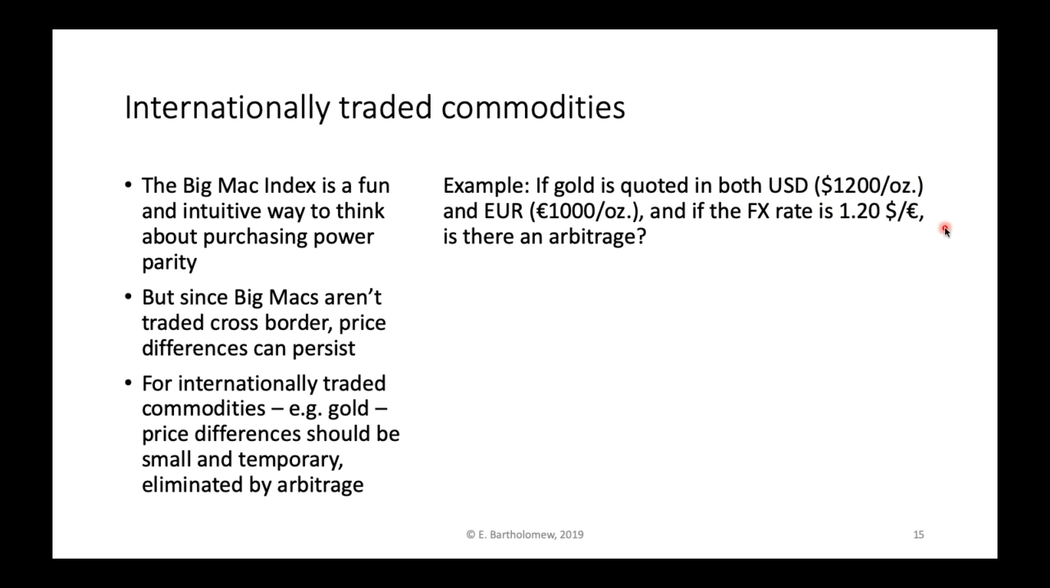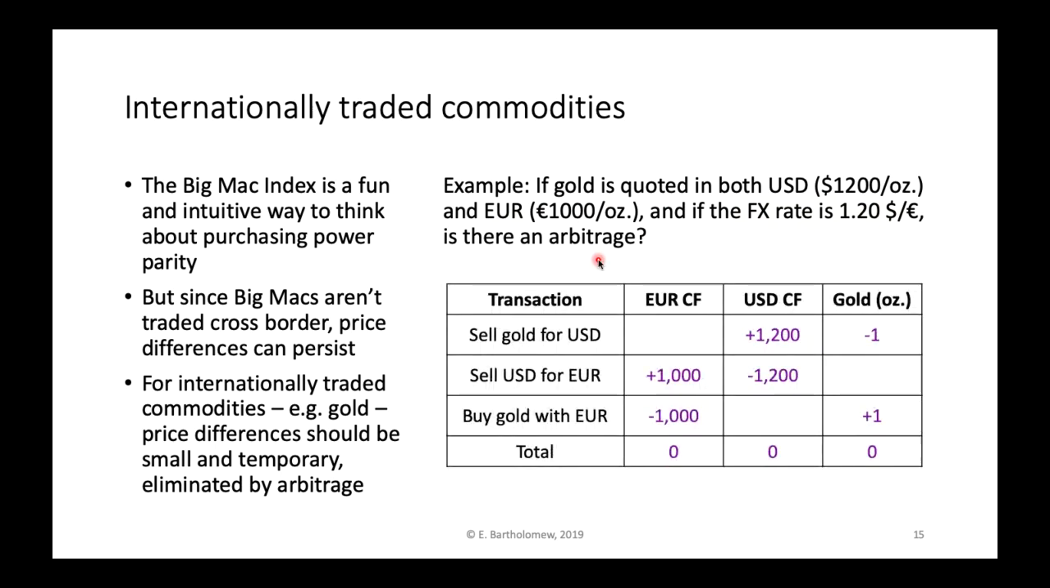Well, these are very easy numbers, so it should be obvious that the price of gold is the same once the FX rate is taken into account, that there's no arbitrage. But how do we think about this? Well, essentially, we would think about doing the following transactions. We would sell gold for US dollars. So that would reduce our holdings of gold by 1 ounce. We would get $1,200. We would take that $1,200 and exchange it for euros. So we give up $1,200 and we gain 1,000 euros. And then we use that to buy gold. So then we're plus 1 gold again. And as you can see, all of the columns sum to 0. So doing these 3 transactions does nothing for us.